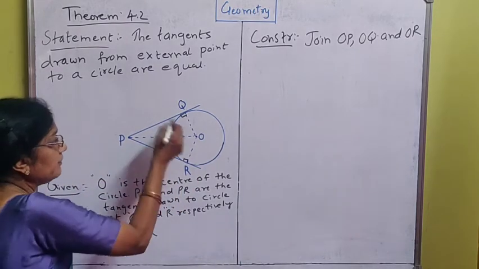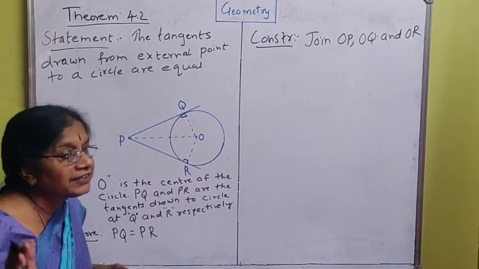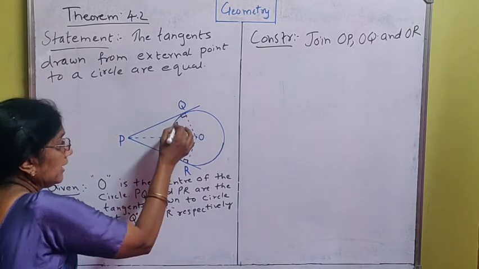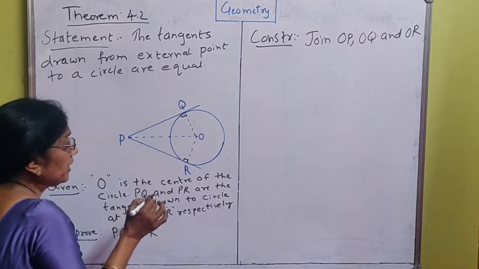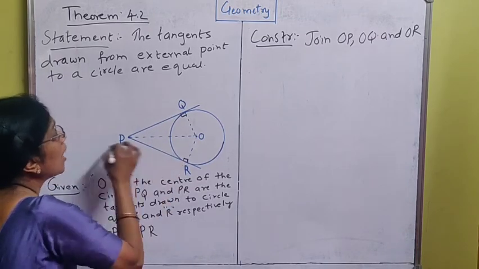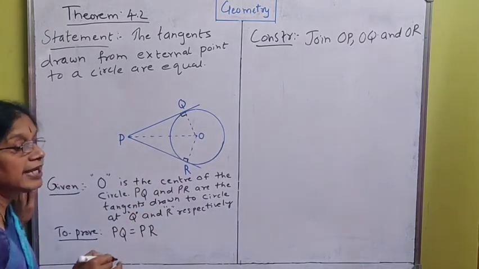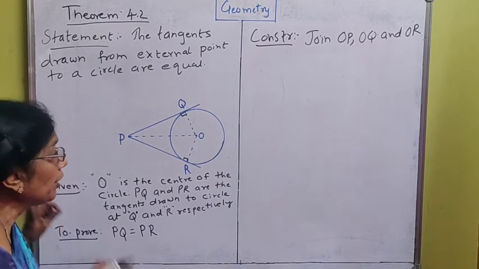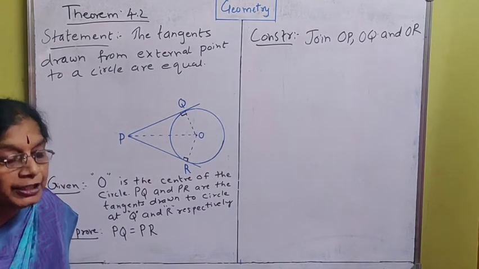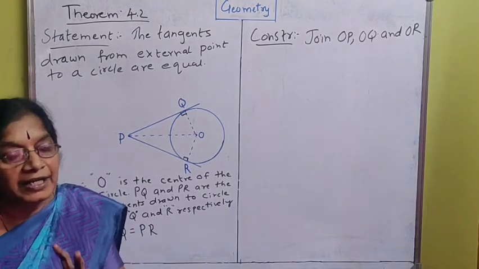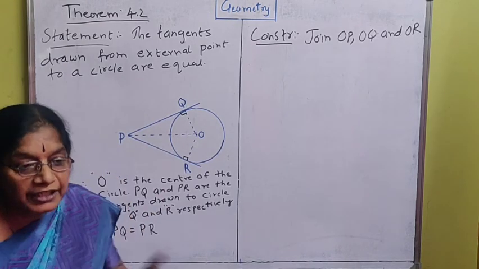If this is 90 degrees, then OQP and ORP are right angled triangles. The hypotenuse for triangle OQP is OP and the hypotenuse for triangle ORP is also OP. Then OQ and OR are equal because they are radii of the same circle. So we are going to prove triangle OQP and triangle ORP are congruent by using the postulate of congruency: right angle, hypotenuse and side.